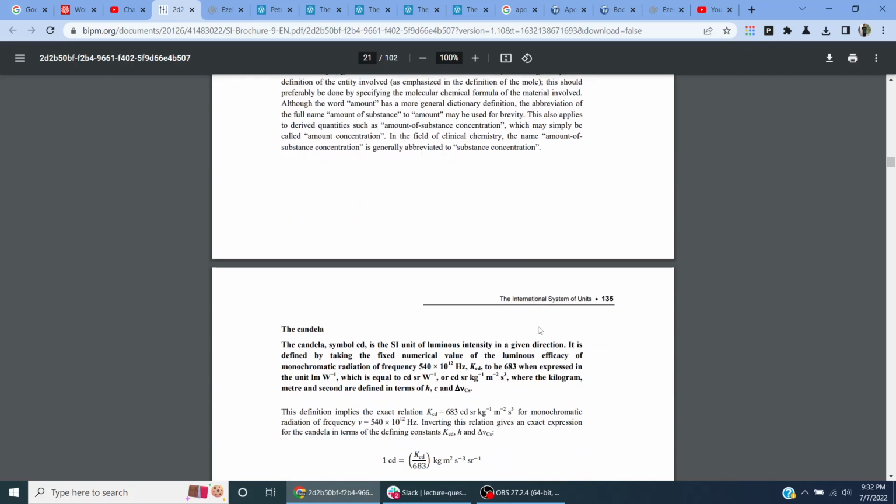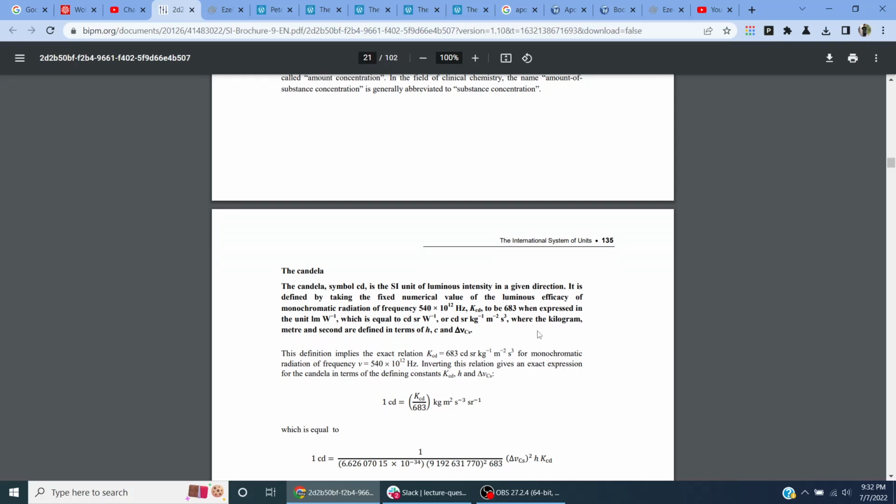The candela. The candela, symbol cd, is the SI unit of luminous intensity in a given direction. It is defined by taking the fixed numerical value of the luminous efficacy of monochromatic radiation of frequency 540 times 10 to the 12th hertz, K sub cd, to be 683 when expressed in the unit lumens per watt, which is equal to candelas times steradians divided by watts, or candelas steradians inverse kilograms inverse meters squared seconds cubed, where the kilogram, meter, and second are defined in terms of h, c, and the cesium frequency, that is, the Planck constant, the speed of light, and the cesium frequency.